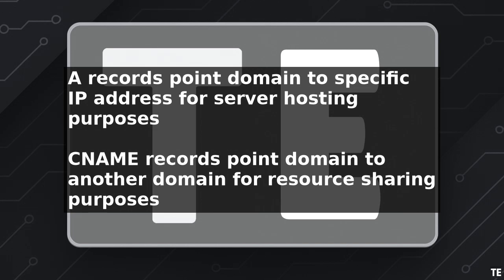such as 3600 seconds. To add a new CNAME record, click on the Add button next to the CNAME records section and enter the required information, including the name of the record and the canonical name. The name of the record should be the subdomain you want to point to another domain, and the canonical name should be the domain you want to point to.